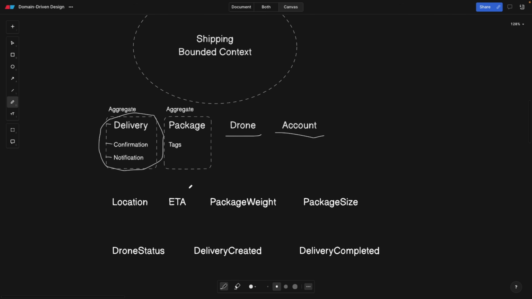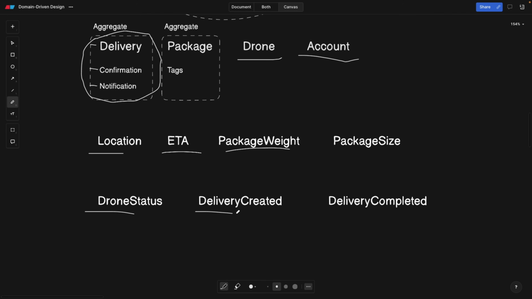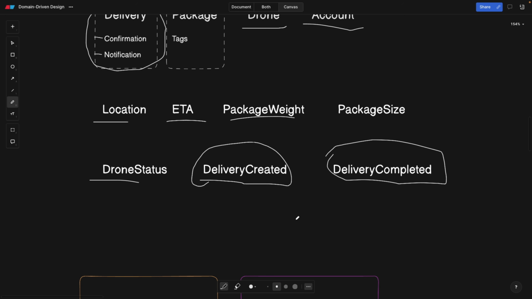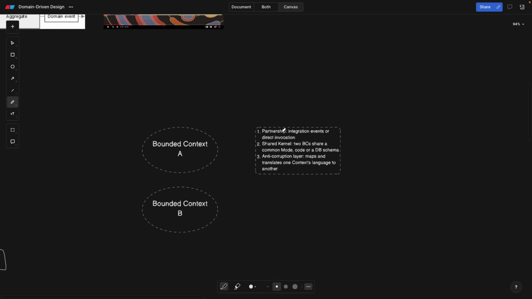Another entity: location, ETA, package weight, drone status, delivery created. These are actually events. So every time a delivery has been created or a delivery has been completed, we're going to emit an event. And then other bounded contexts can subscribe to that and work on it. And more on that here.